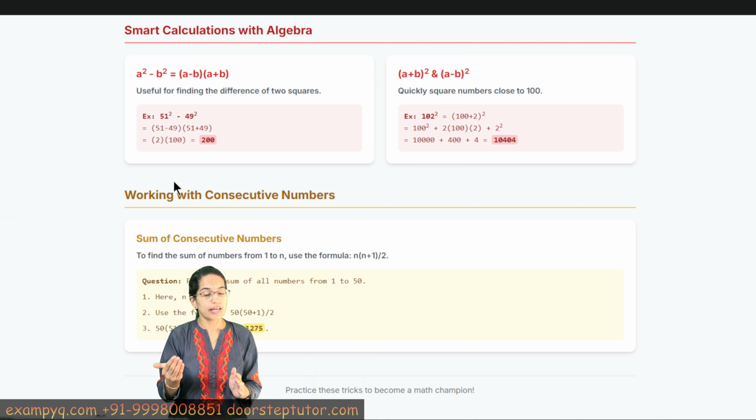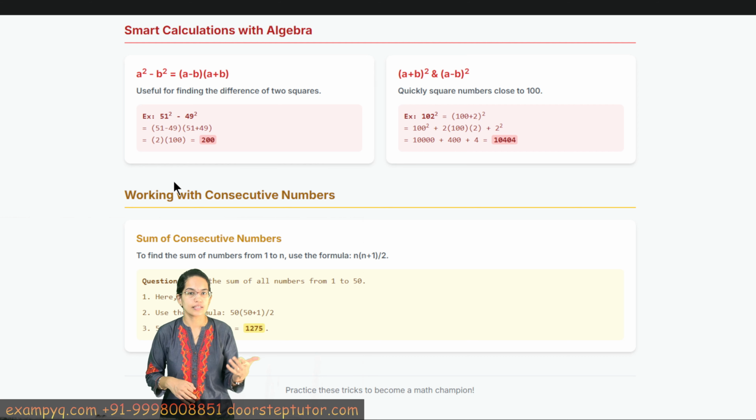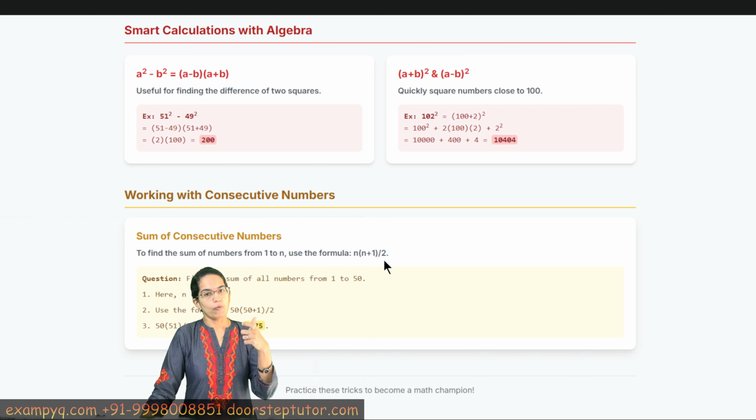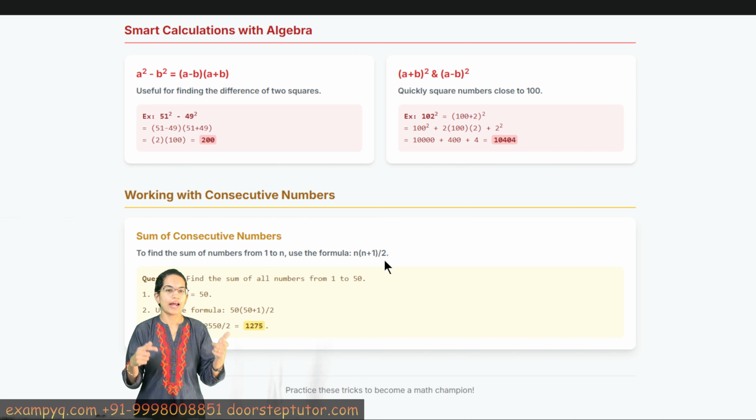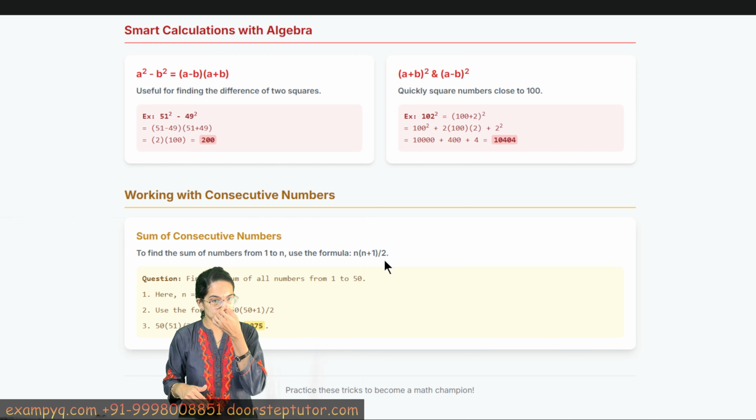Similarly, (a plus b) whole square and (a minus b) whole square work in the same fashion. So a square plus 2ab plus b square, and a square minus 2ab plus b square. That is one of the good ways to solve it rather than doing it individually, right? Now, what is one of the very interesting ways to solve it? For example, if there is a number 102, rather than taking the square of 102, I do (100 plus 2) the whole square, and then I solve it with a square plus b square plus 2ab, and that would give me the answer in the same format.